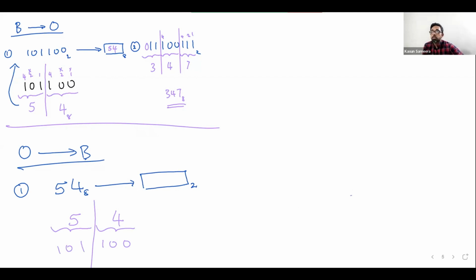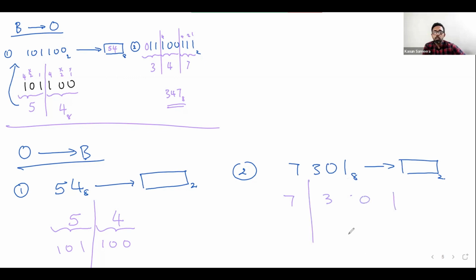Second question, I will give you a different one. 7301, base 8. Convert it to base 2. How are we going to convert? Just write the numbers 7 3 0 1, draw some lines. You need to write each in binary, but use three digits.